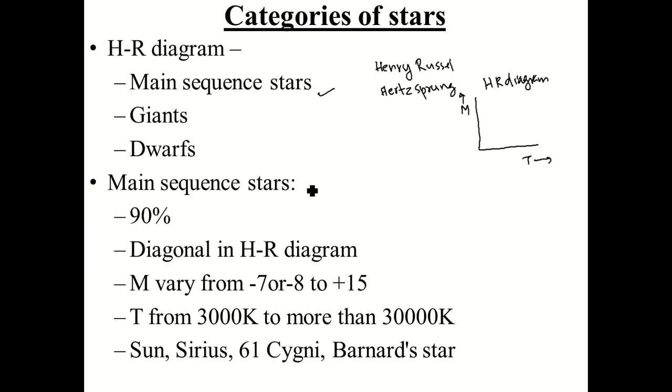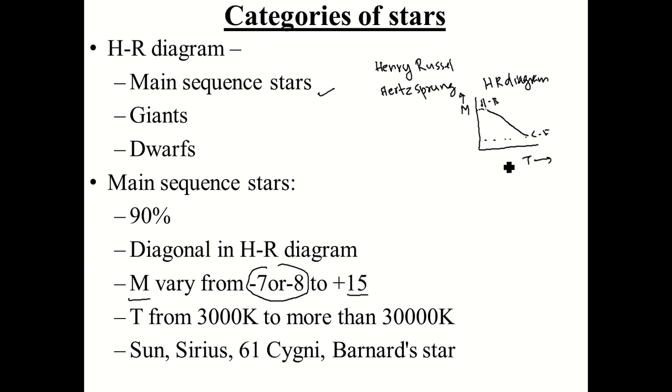If you consider the absolute magnitude of the main sequence stars, you can see that it varies from -7 or -8 to +15. So the main sequence stars run diagonally from the hot bright stars to the cool faint stars. Here the absolute magnitude will be least, -7 or -8, and here the absolute magnitude will be very high, of the order of +15.